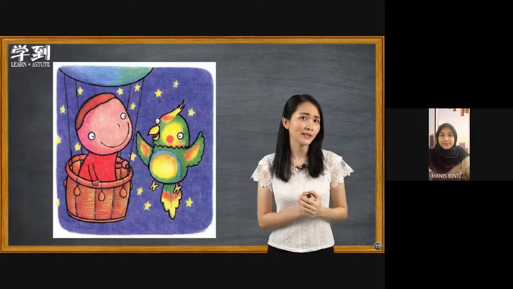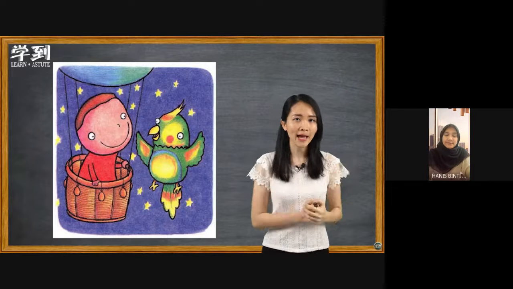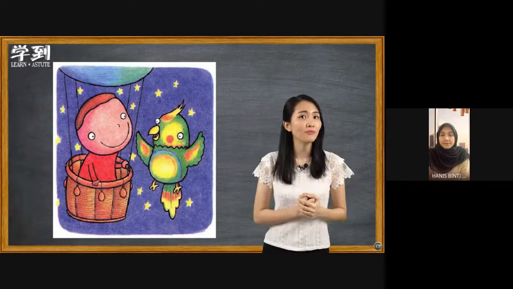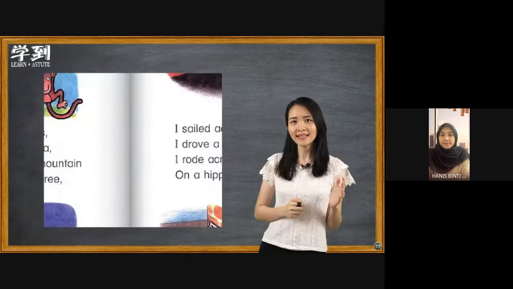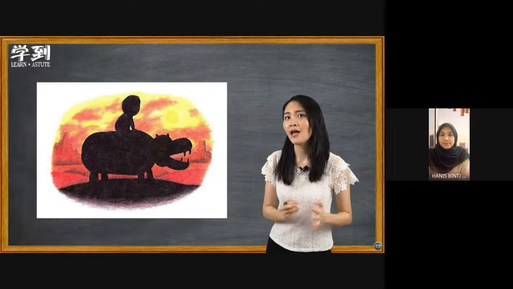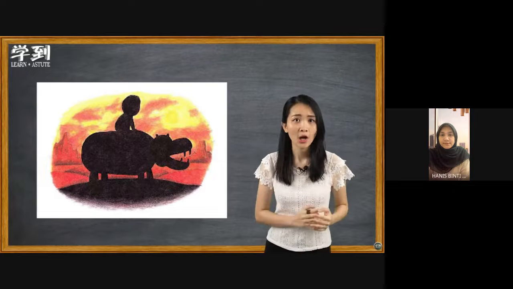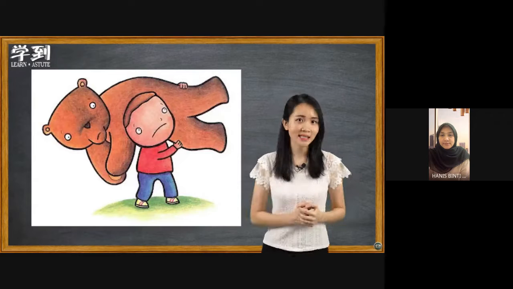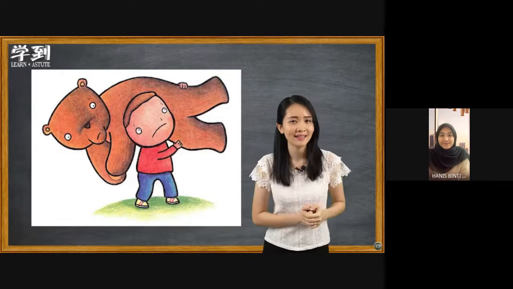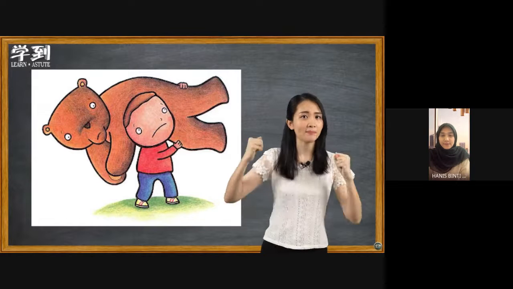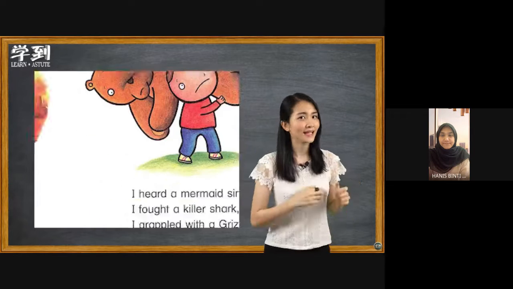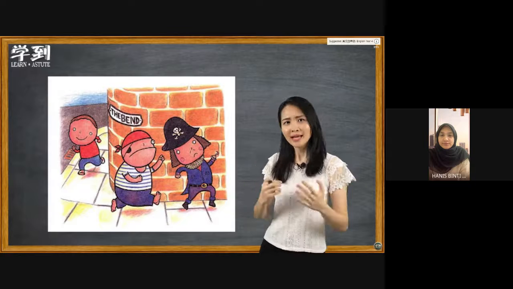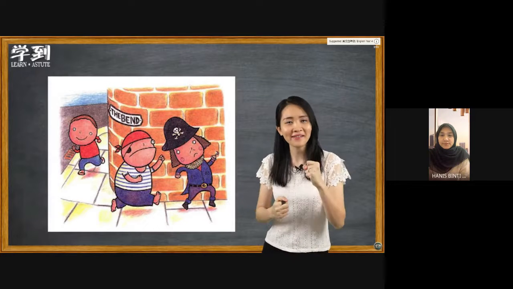Next, what can you see in this picture? A boy and a parrot. What happened to the boy? He met a parrot during his hot air balloon ride and chatted with it. Next, what can you see in this picture? A boy and a hippopotamus. What happened to the boy? He rode a hippo. Next, what can you see in this picture? A boy and a bear. What happened to the boy? He lifted the bear, but he didn't look happy. Next, what can you see in this picture? A boy and two pirates. What happened to the boy? He chased after the pirates.